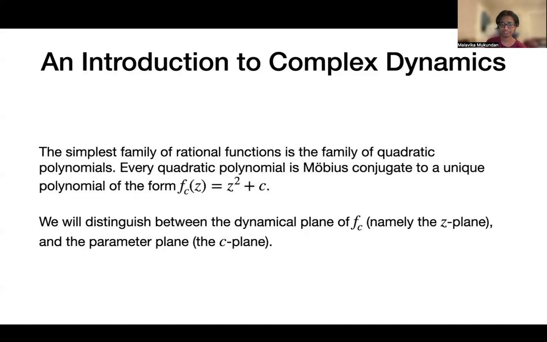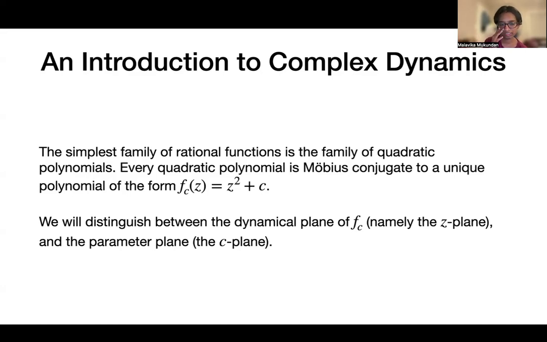So case in point, the simplest family of rational functions, in terms of complexity, is the family of quadratic polynomials. Every quadratic polynomial is Mobius conjugate to a unique polynomial of the form z squared plus c. You can try this yourself. If you have z squared plus bz plus c, you can use some Mobius conjugation to get it into the form z squared plus c. You just have to move the critical point to 0 while keeping the other critical point at infinity.